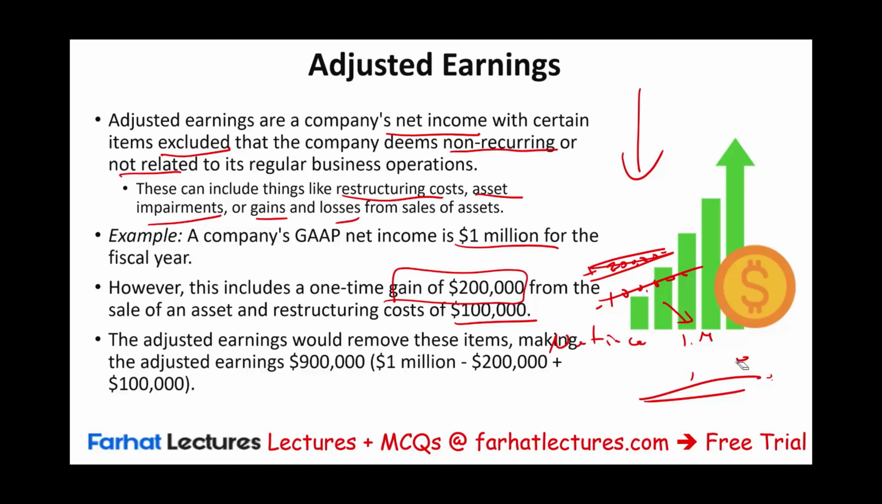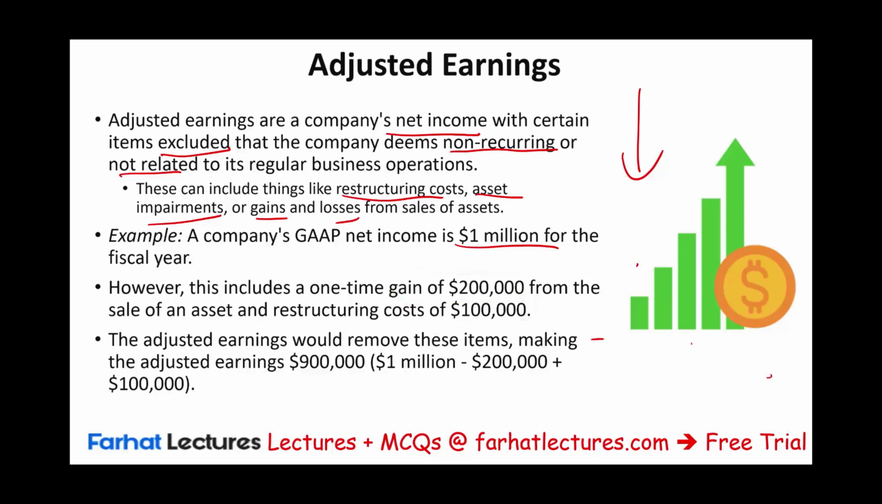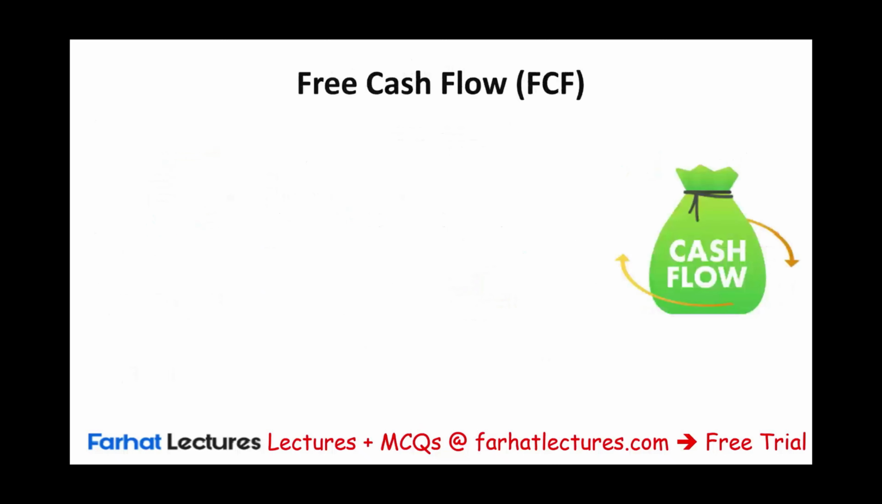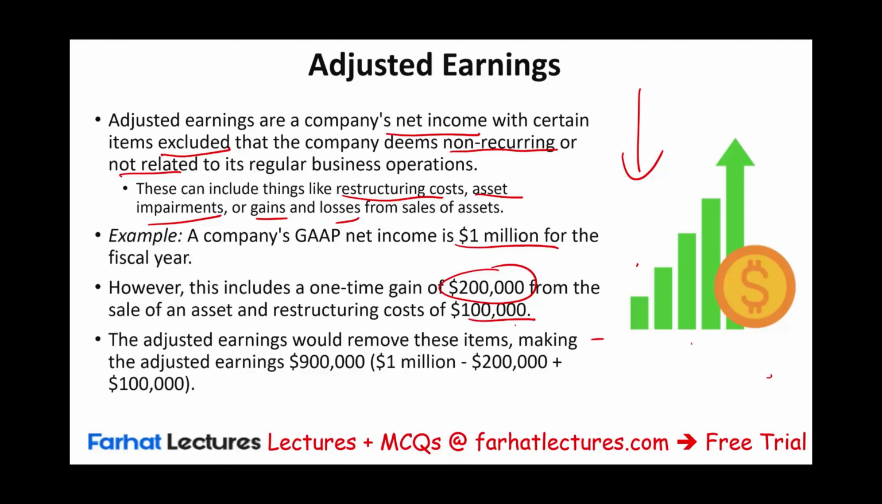So here, you're not trying to make yourself look better, but you're trying to give a clear picture of what's going on. Okay? Because we have this gain of $200,000. Don't expect this. It's a gain. Don't expect it to reoccur. And this is a loss. Don't expect it to reoccur. If you want to judge our net income, it's $900,000. So we adjusted our earning.